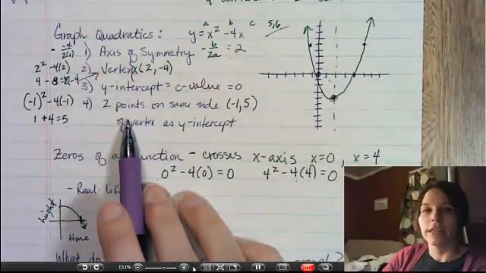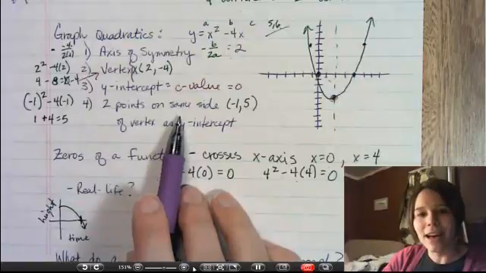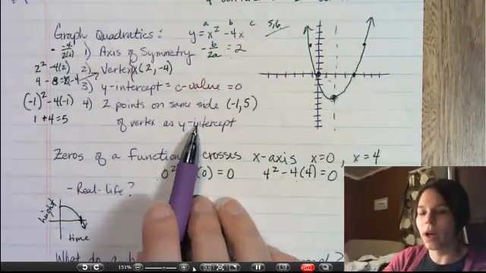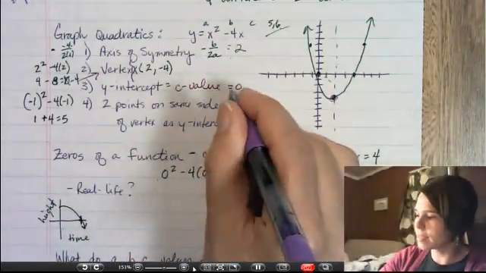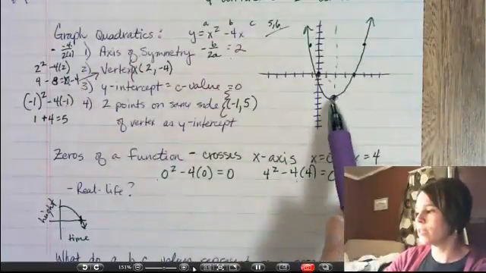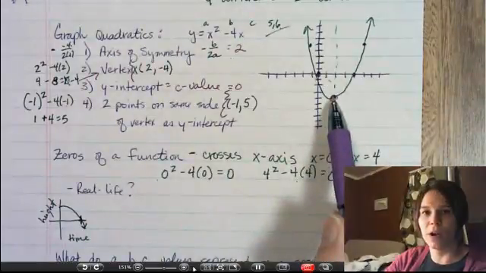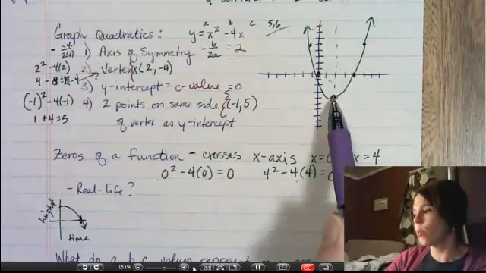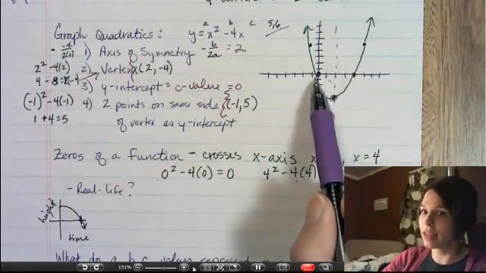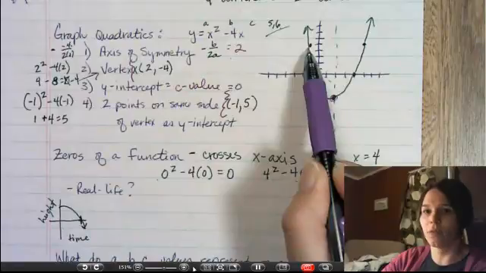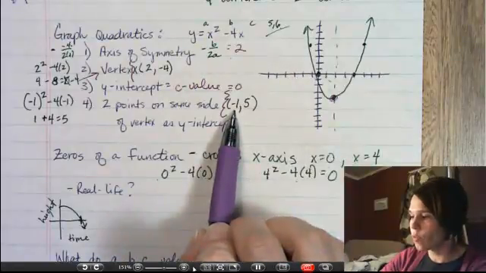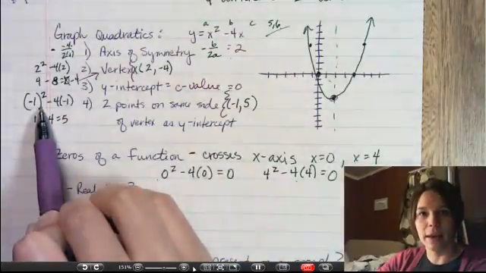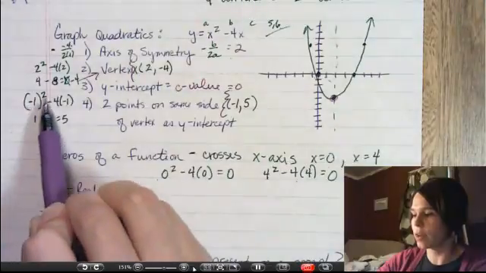Fourth step, find 2 points on the same side of your vertex as your y-intercept. Well, what I did was I said, you know what, these 2 points are pretty far apart. I kind of have a general shape. I'm just going to choose one more point. The point that I chose was on the same side as my y-intercept. I chose negative 1. So here's negative 1. I plug it into my equation, negative 1 squared.